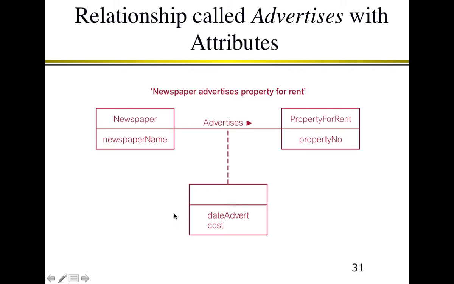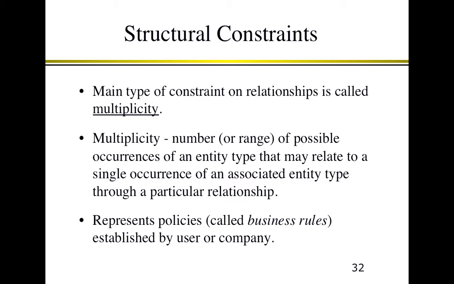So here's newspapers that are advertising properties for rent. A newspaper with a newspaper name advertises property for rent with a property number. And then we have a date that the advertisement went out and a cost that's associated with it. That's part of the relationship.